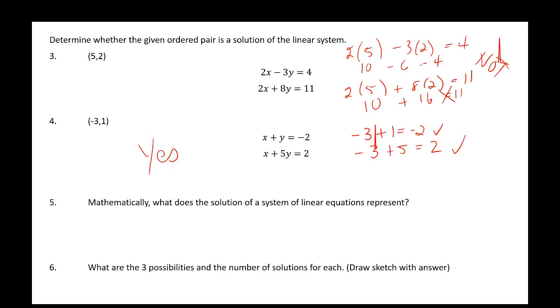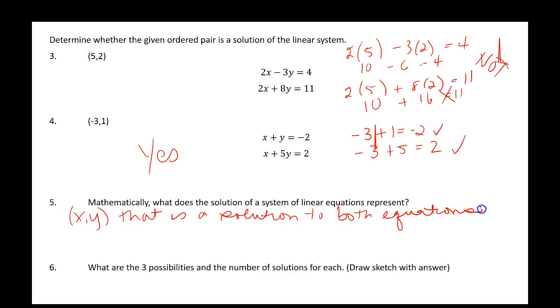Mathematically, what does the solution of a system of linear equations represent? It's a point, a coordinate point, that is a solution to both equations. All right?